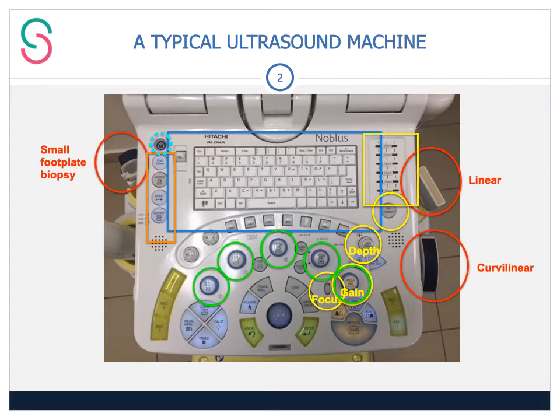Then of course there are buttons to enable you to measure and buttons to enable you to freeze and record images. So this is a fairly standard set of functions on a medical ultrasound machine, and these are the basic functions that you need to get familiar with in your machine, in your work environment.